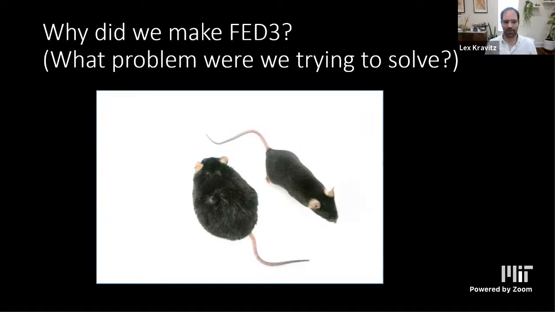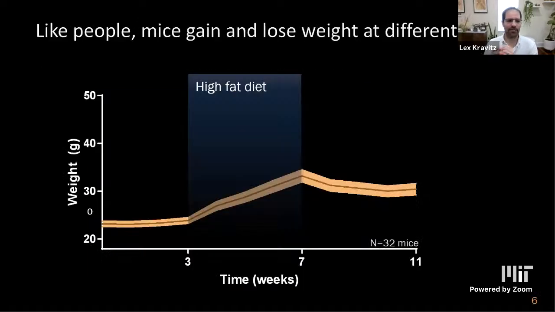I'll show you an example of a question that we've been working on for several years. And that is that, like people, mice gain and lose weight at different rates. So here we're looking at the average of 32 mice at their weight curves over 11 weeks. In the shaded area in the middle, they're being put on a high-fat diet, and you can see their weight curves creep up the longer they're on that diet. And then when we take them off the diet, their weight curves stabilize, or even for some mice will start to drop. But this isn't the whole story.